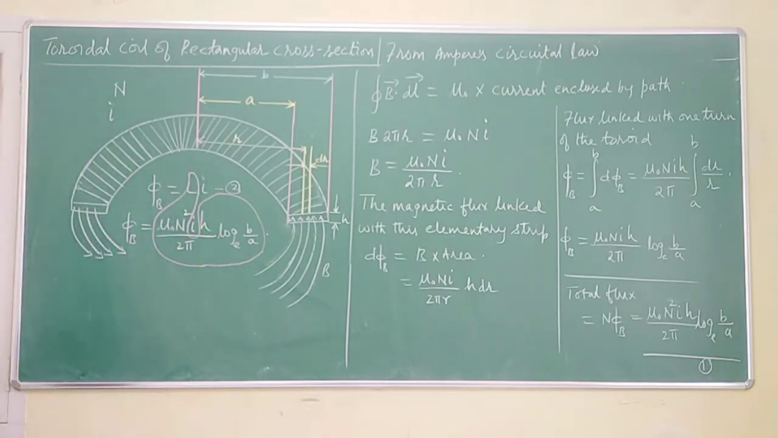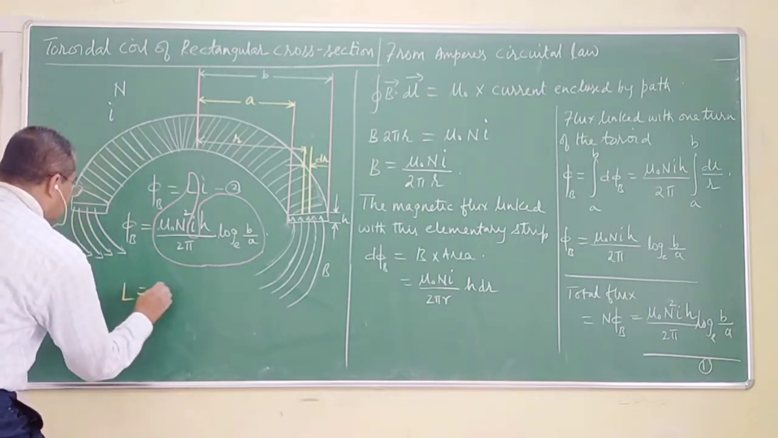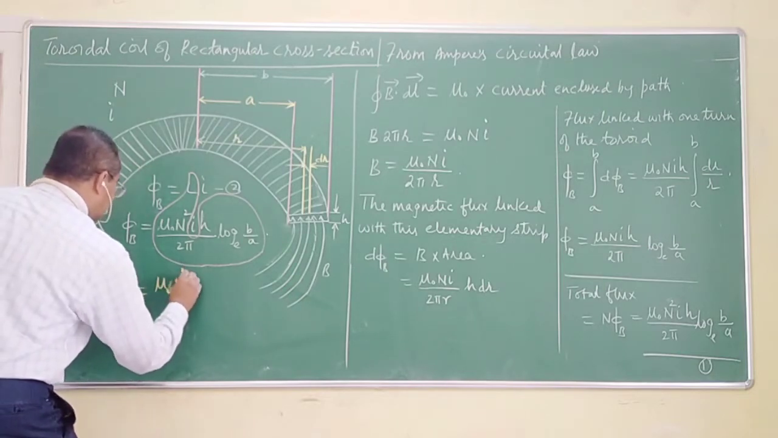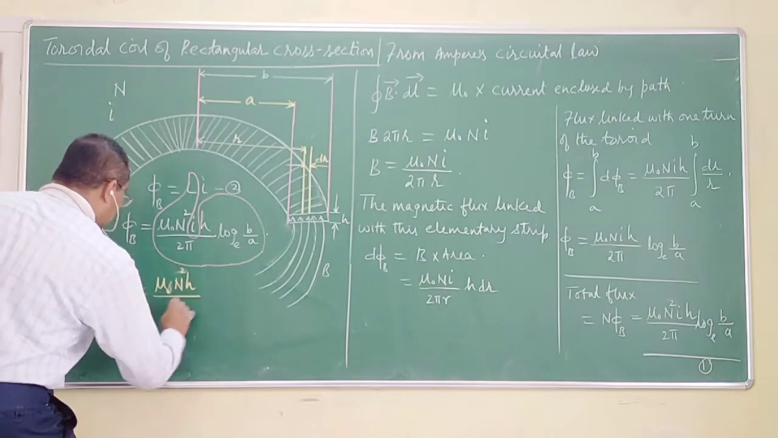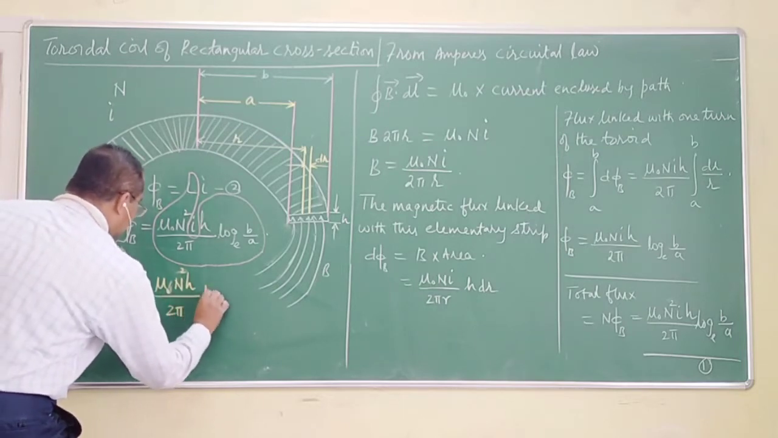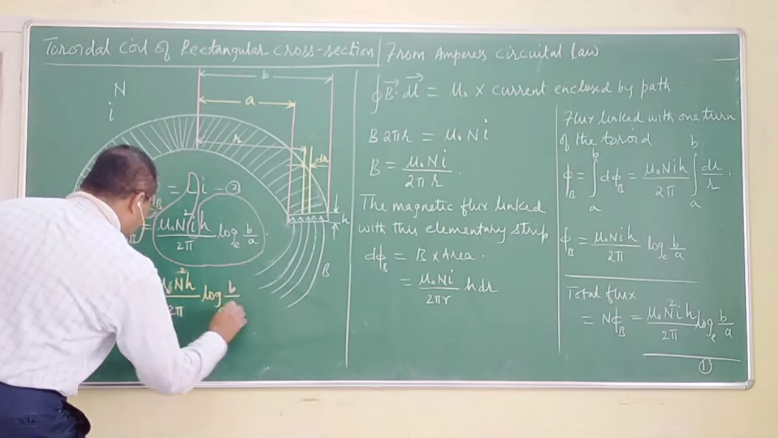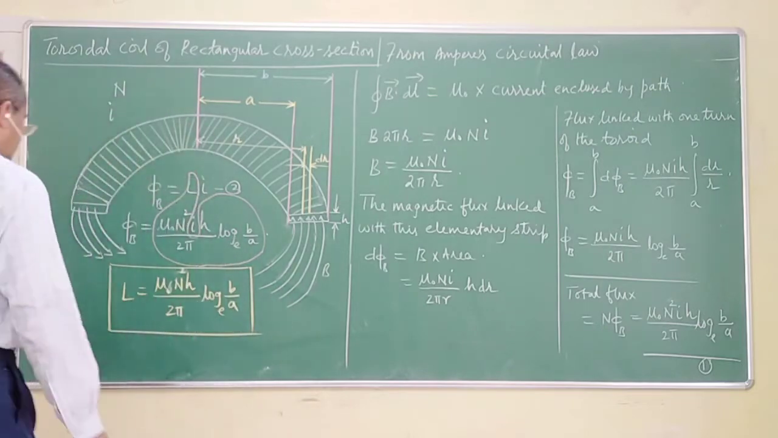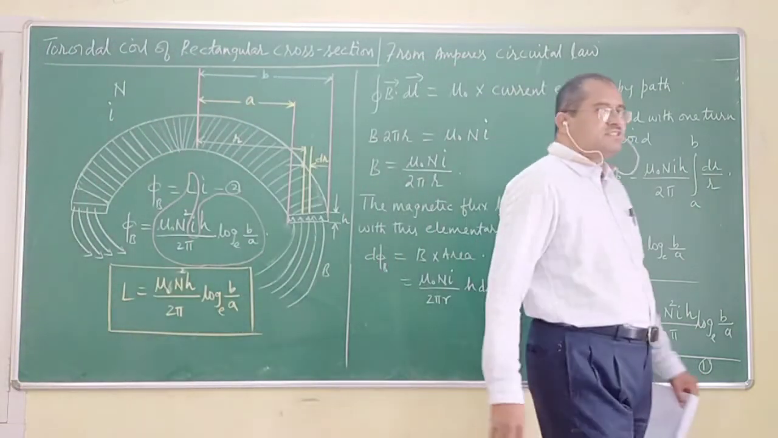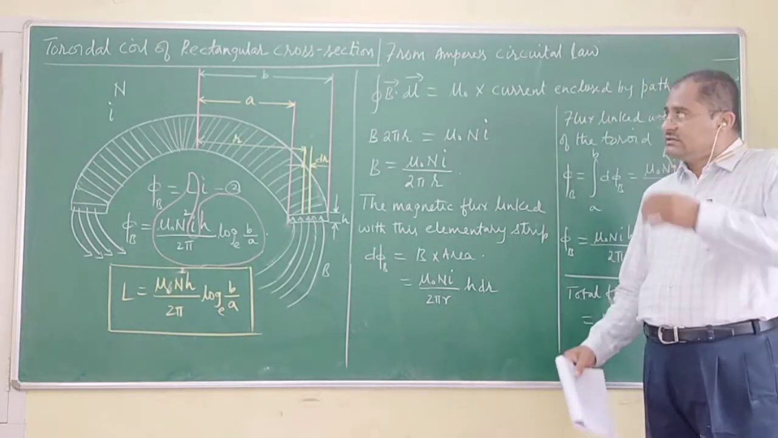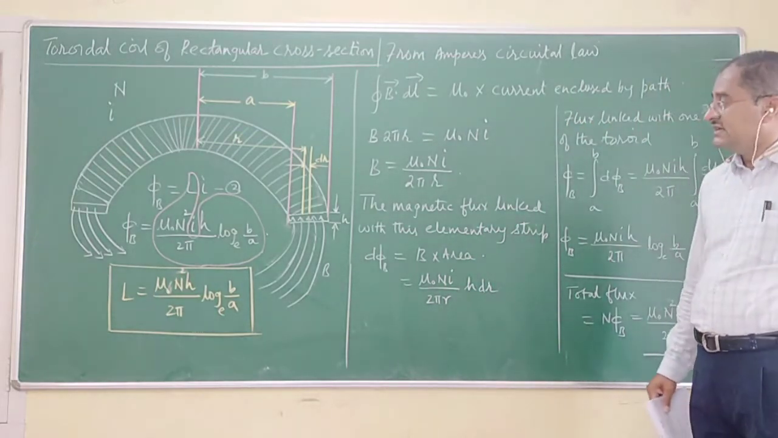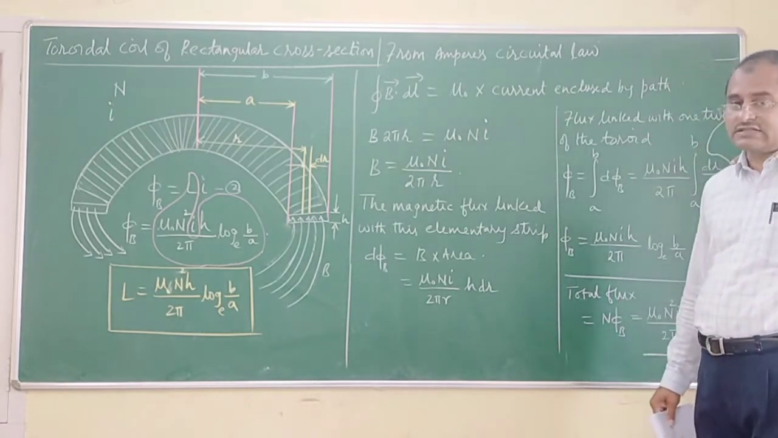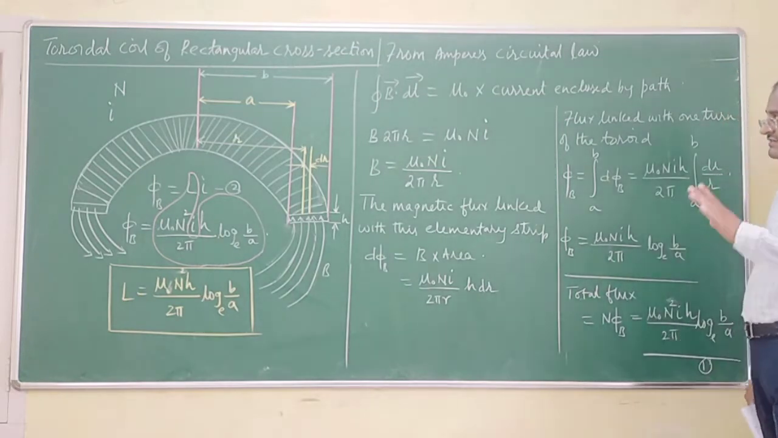Therefore, I will write L is equal to mu naught N square h upon 2 pi log to the base e b by a. That is the expression for coefficient of self-inductance of a toroid having rectangular cross section. Is that clear to you, sir? All these are very important.